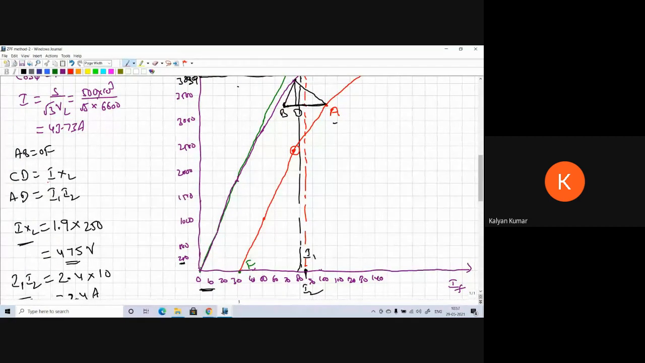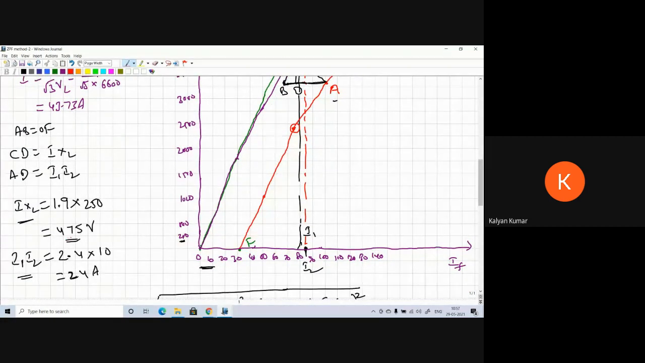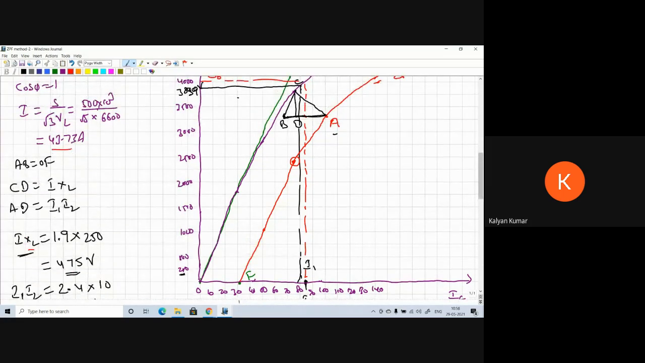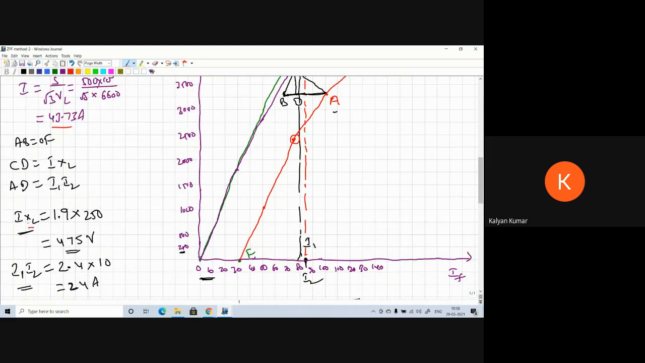సో ఇక్కడ మనకు IXL వచ్చింది. IXL ఎంత? 475. మనకు కావాల్సింది XL వాల్యూ. సో IXL ఈక్వల్ టు 475 అయితే XL ఈక్వల్ టు 475 బై ఐ. మనం క్యాలిక్యులేట్ చేసాం 43.73. So 43.73 into XL equal to 475. So XL equal to 475 by 43.73.